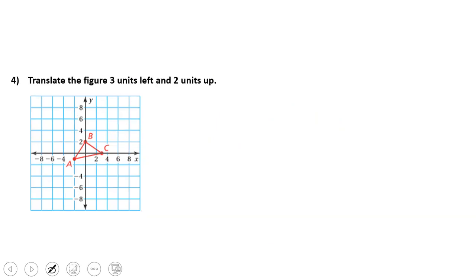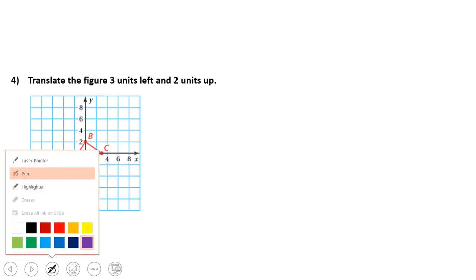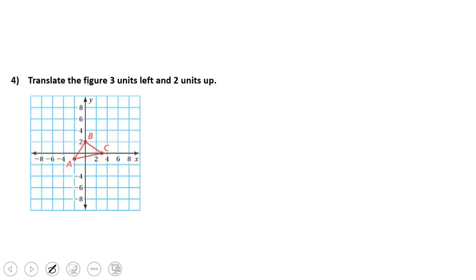Translating a figure, 3 units left and 2 units up. Again, it's the same exact original figure, just to make it simple. So this time I'm going to go backwards, and I'm going to write down the original location. Again, A was at -2, -1. It says to go 3 units left.